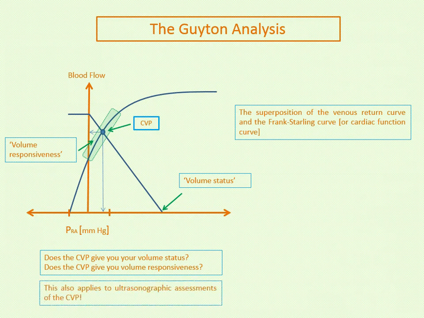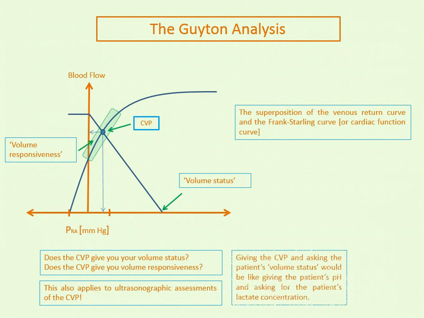So the important thing is this CVP also applies to ultrasonographic assessments of the IVC. The distension of the IVC is determined by the central venous pressure or the right atrial pressure relative to the intra-abdominal pressure. If the CVP falls during inspiration, then the IVC will tend to collapse. Okay? So this is an analogy stolen from Sheldon Magder, that giving the CVP and asking a patient's volume status would be like giving the patient's pH and asking for the patient's lactate concentration. Lactate concentration is but one determinant of pH, but pH is far too complicated to make that correlation.